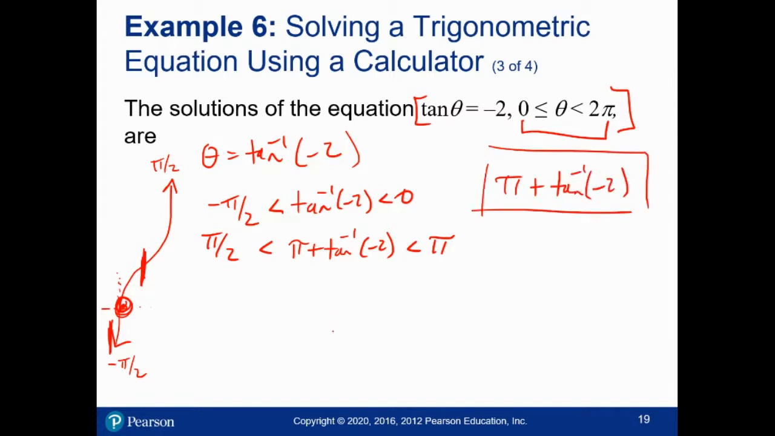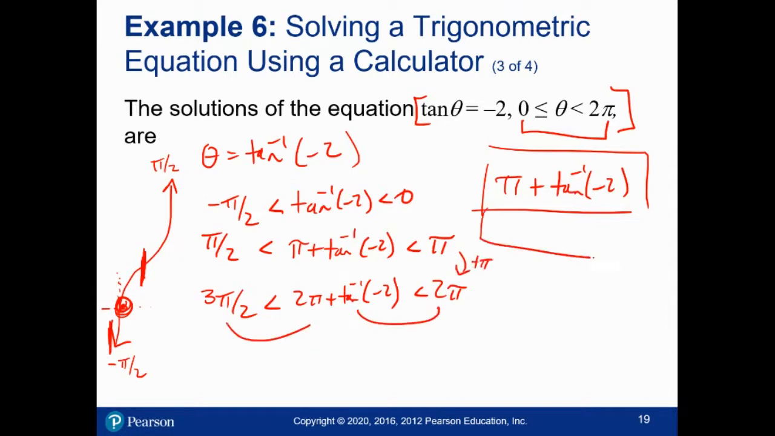Now let's try adding pi again. Because the tangent function has a period of pi, I can just keep doing that. We'll get 3 pi over 2 is less than 2 pi plus the arctangent of negative 2, which is less than 2 pi. That's adding pi again. And hey, that's less than 2 pi and definitely bigger than 0. So that also works.